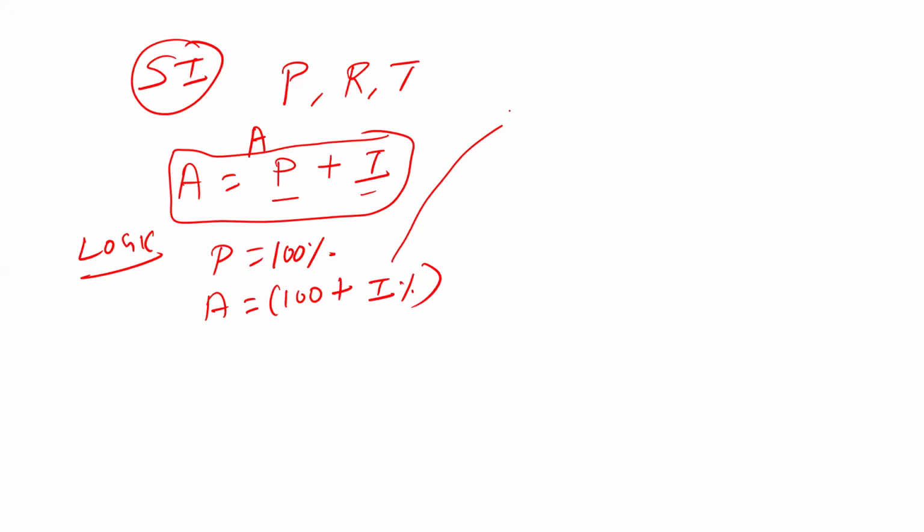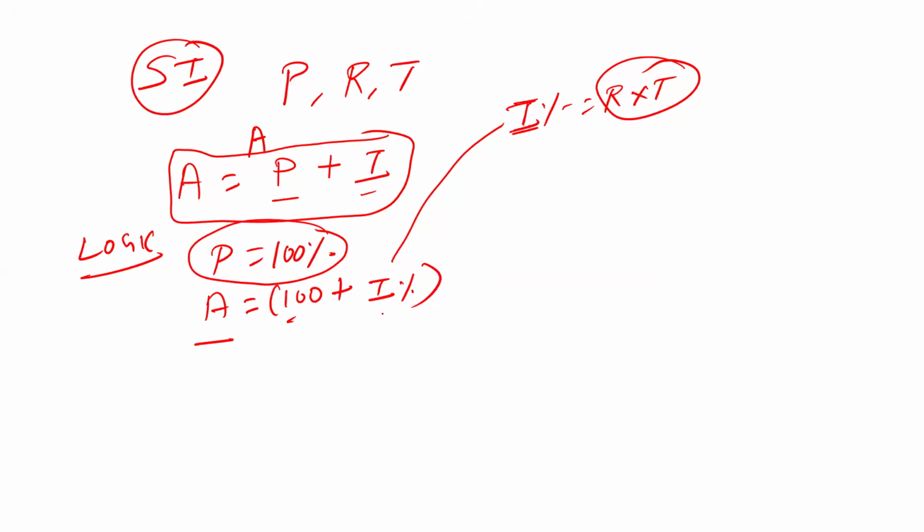How to find that interest percentage? Interest percentage is nothing but R into T. Remember, principal in simple interest will always be 100 percent. Amount will be principal plus interest, so 100 plus the interest percentage. That percentage can be calculated by R into T.